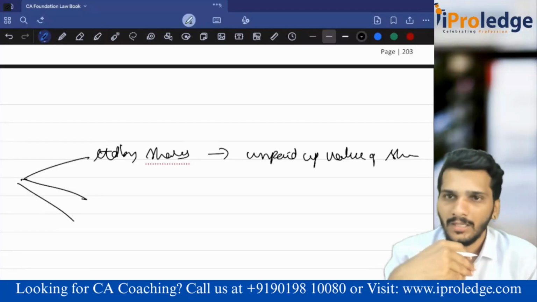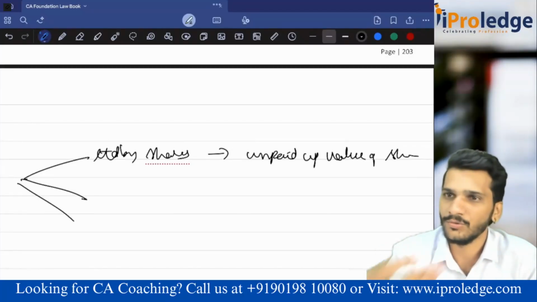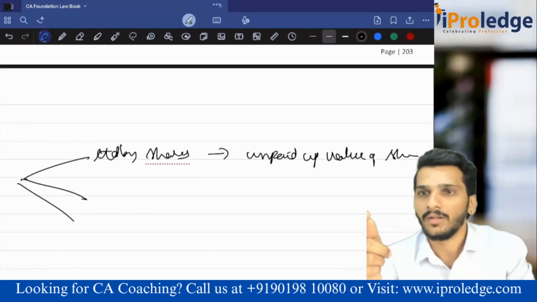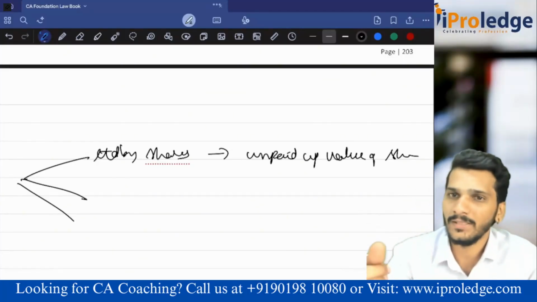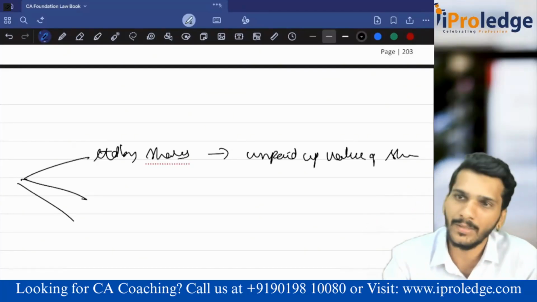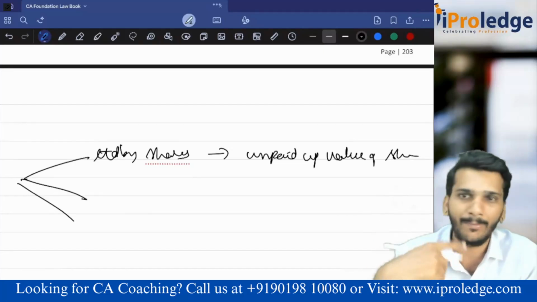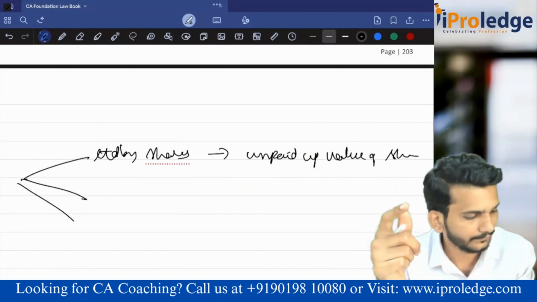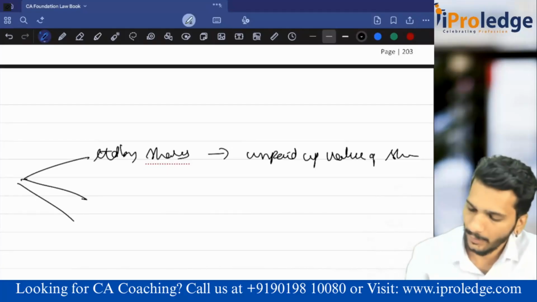For example, company issued 1000 shares. I bought 1000 shares. 10 rupees share face value. I paid 5 rupees now. Now, still I am liable for 5 rupees. That is my liability to the company. Company is unlimitedly liable to the other party, but I am liable only for 5 rupees with respect to the company. Unpaid value of the shares.